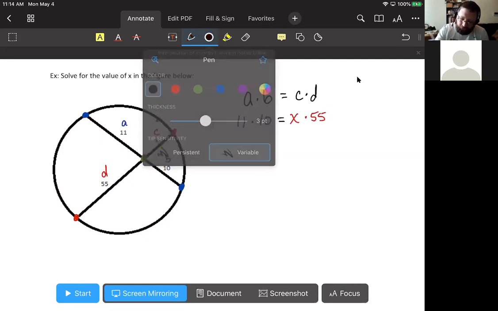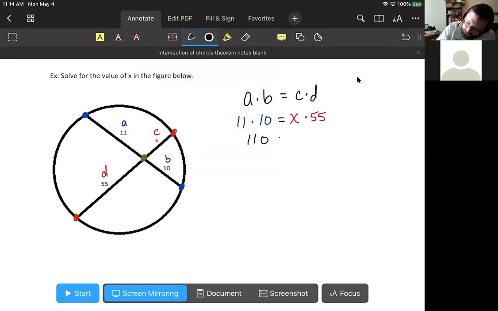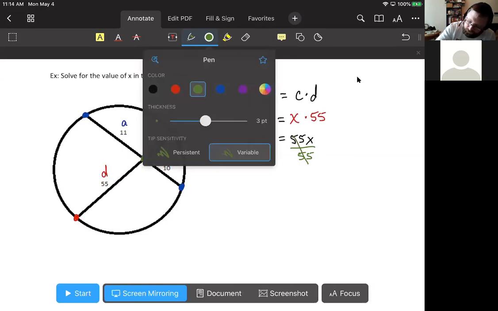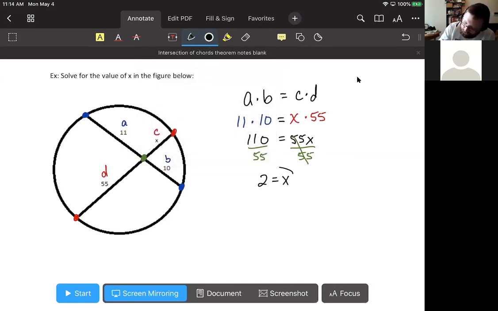So we just go in here and we carry out that multiplication. That would be 110 equals 55X. Well, to solve that, all we need to do is divide by 55. And we get X equals 2. Okay, it is that simple. It's not going to be any harder than that anywhere we see it today. Okay, so the product of the pieces must be equal. A times B equals C times D. So grab your screenshot if you want one. We've got 2 more examples to do, and we're going to move to the next one in about 10 seconds.